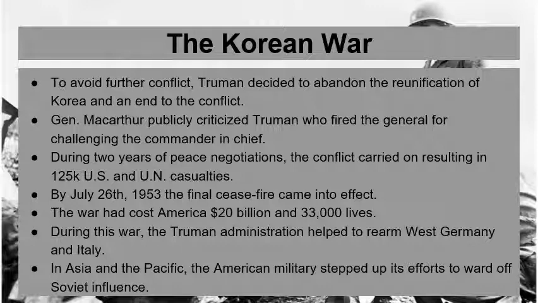Soviet encroachment, which, I mean, the irony is, of course, that we were at war with Italy and Germany not that long before this, but the whole idea was to build these places up, to keep them from being impoverished, and to keep them from turning into communist nations, which in turn would become our enemies. In Asia and the Pacific, the American military stepped up its efforts to ward off Soviet influence, especially with our naval forces.